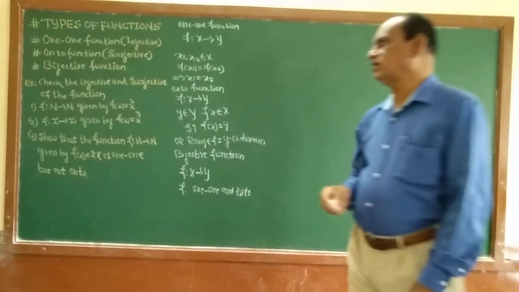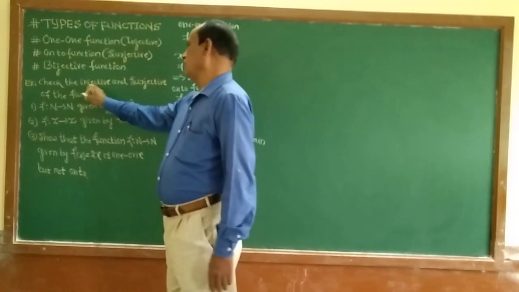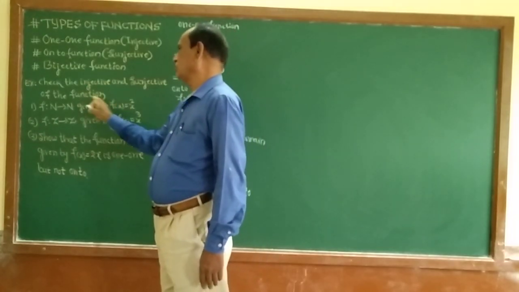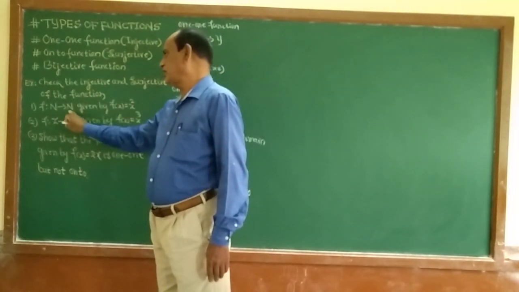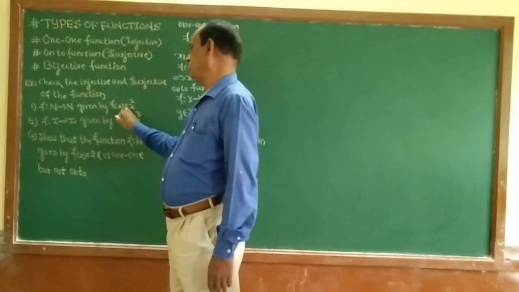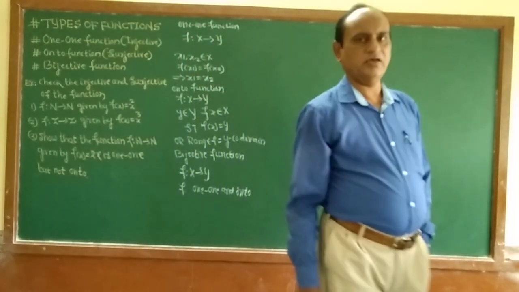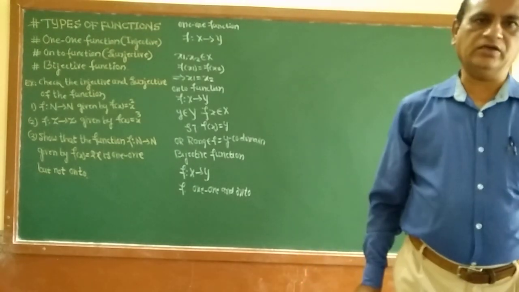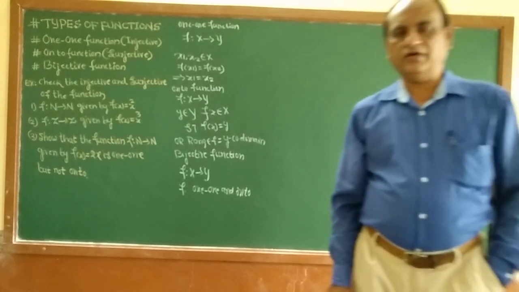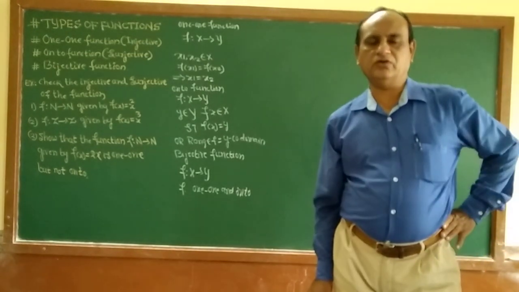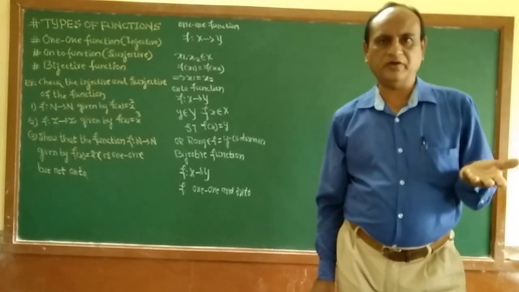Then come to example number 1. Check the injective and surjective nature of the function. The function is defined f mapping N to N, given by f of x is equal to x square. The domain is N and the codomain is N, the natural numbers, and f of x is equal to x square. We have to verify whether this is one-one and onto.